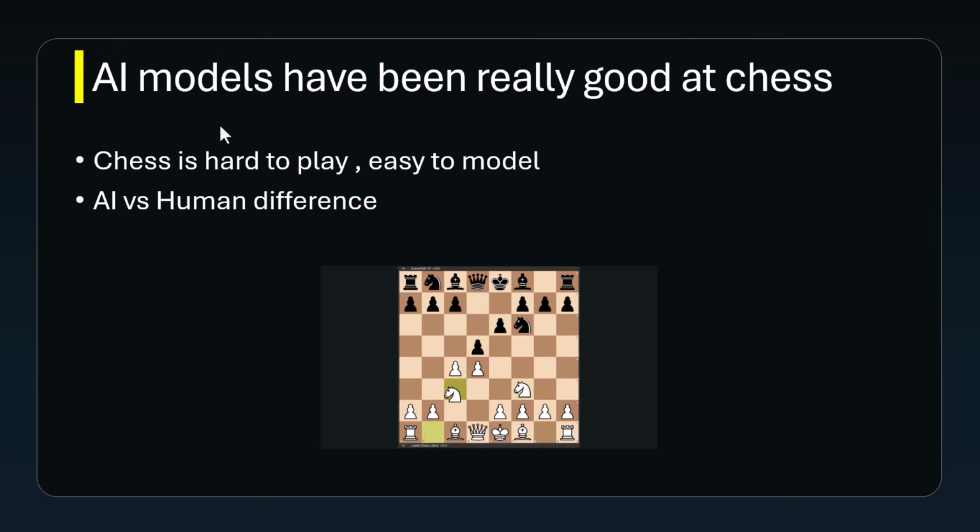Models like AlphaZero, Stockfish, and Leela Chess have achieved superhuman level performance in chess. But chess is actually hard to play, but easy to model, in comparison to Snake, which is easy to play but hard to model. And it has this important topic in it, that is AI versus human difference. So there are things that are hard for humans but easy for AI, and vice versa. There are things that are easy for AI and hard for humans. And this Snake game can be one of them.